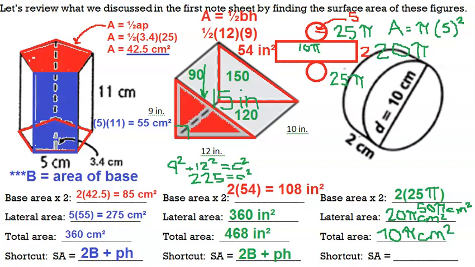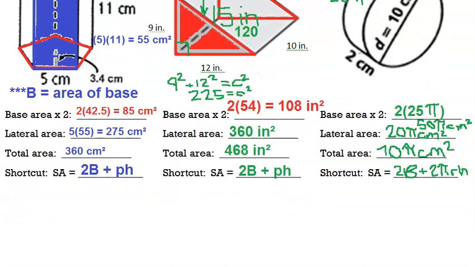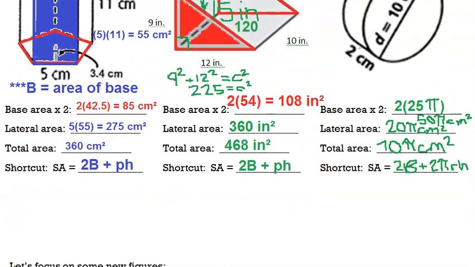Now, what's interesting about the shortcut for this one, and I've seen it written, you get 2b plus, and then the way I've seen it written in a textbook is 2 pi rh, which is actually the same shortcut as what we did before. It's just instead of doing perimeter, we're doing circumference, and circumference is 2 pi r. So it really does make sense. You just have to think about it.